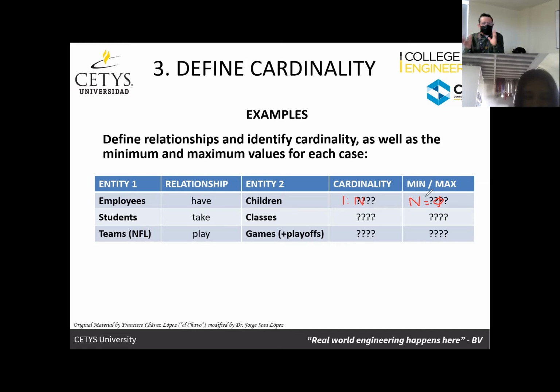So the maximum is probably going to be a certain value, okay? Right now, we don't know that value, but let's assume that the policy for this company is that the maximum amount of children or dependents is 4, okay? Just to put a number, okay? Does what we're talking about make sense? Is it a little bit more clear now? Okay. Thank you, Amy.